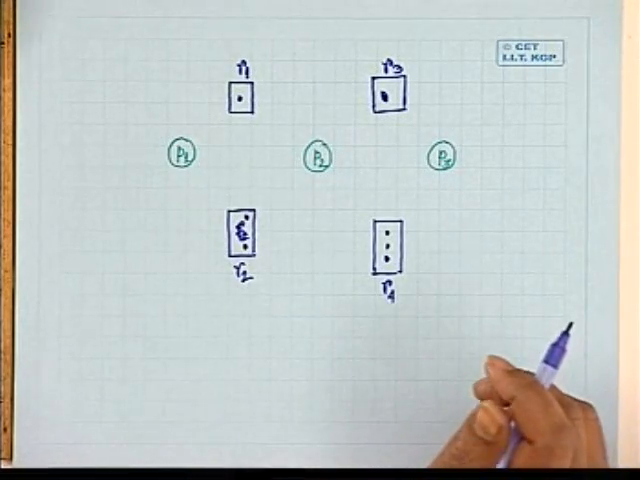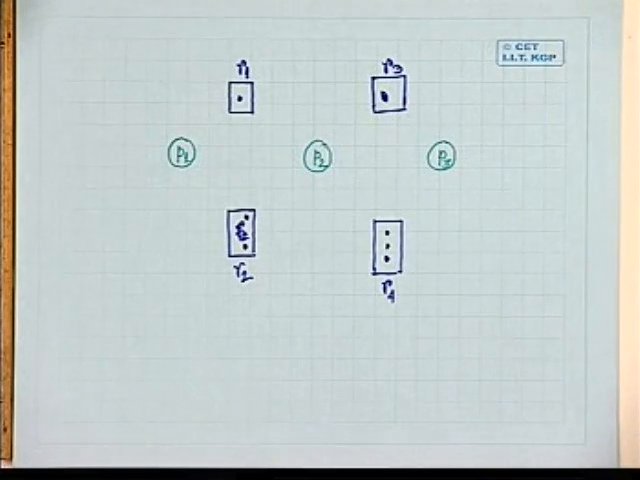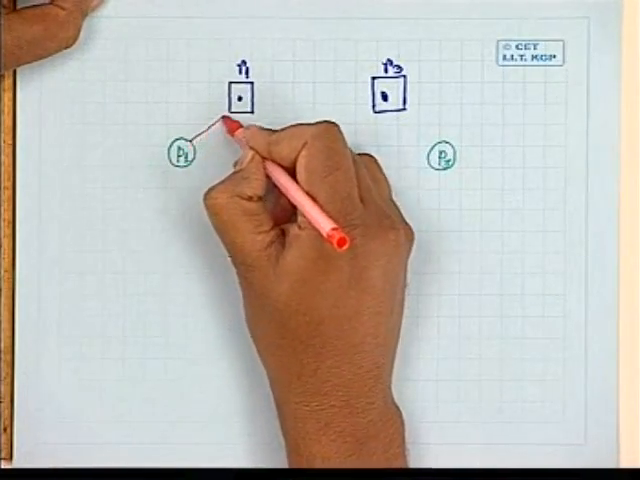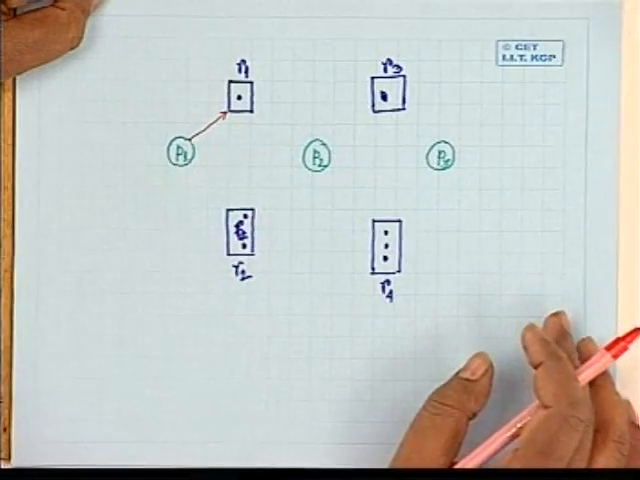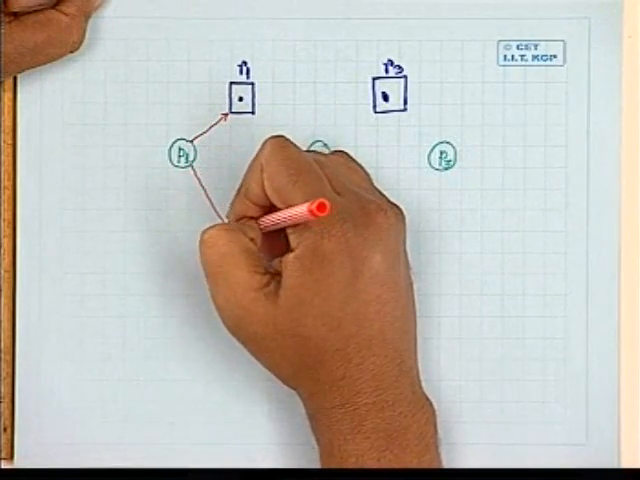Okay. Now, at a particular instant of time, let us assume that P1 has put a request for an instance of resource type R1. Okay. And at that time, an instance of resource type R2 is allocated to process P1.